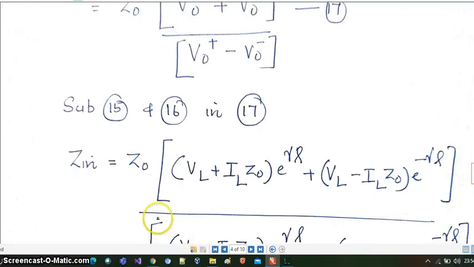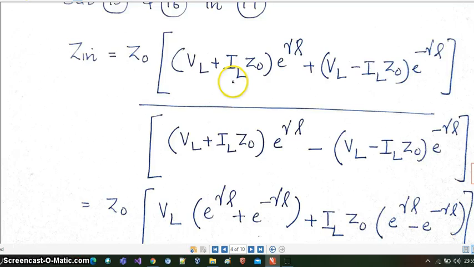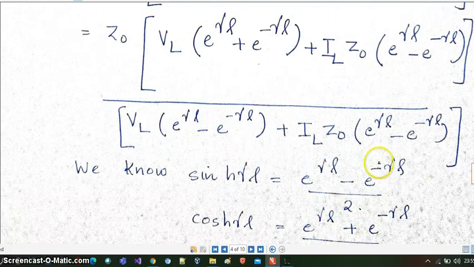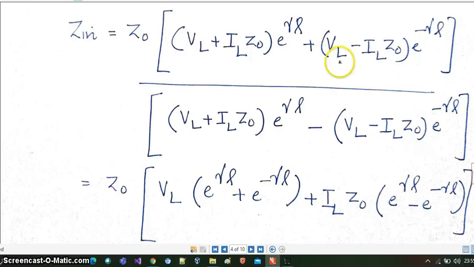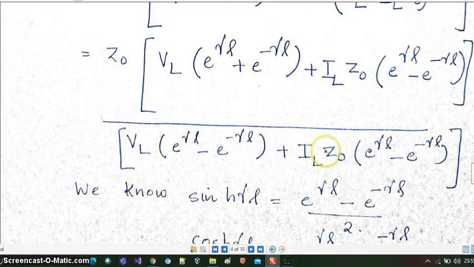So Zin is equal to Z0 into VL plus IL Z0 e raised to gamma L plus VL minus IL Z0 e raised to minus gamma L, the whole divided by VL plus IL Z0 e raised to gamma L minus VL minus IL Z0 e raised to minus gamma L. So finally, from this numerator you will take VL as a common term, VL into e raised to gamma L plus e raised to minus gamma L, plus IL Z0 into e raised to gamma L minus e raised to minus gamma L. Similarly you will do the same with the denominator.